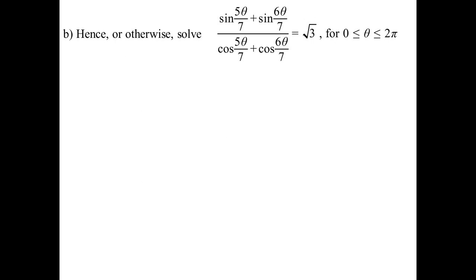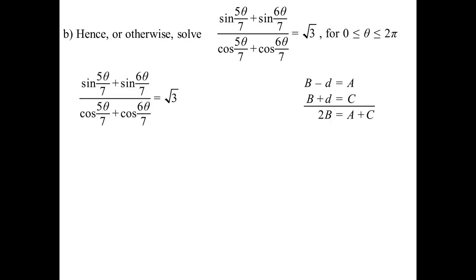Okay. Hence or otherwise, oh yeah. So now we're going to use that to solve this equation. How does it relate? Let's have a look. I'm going to use simultaneous equations. Remember, B minus D was A, B plus D was C. So 2B is A plus C. Well, that means B is A plus C on 2. So for our one, it's going to be 11 theta on 14. No one said it was always going to be nice, neat numbers.